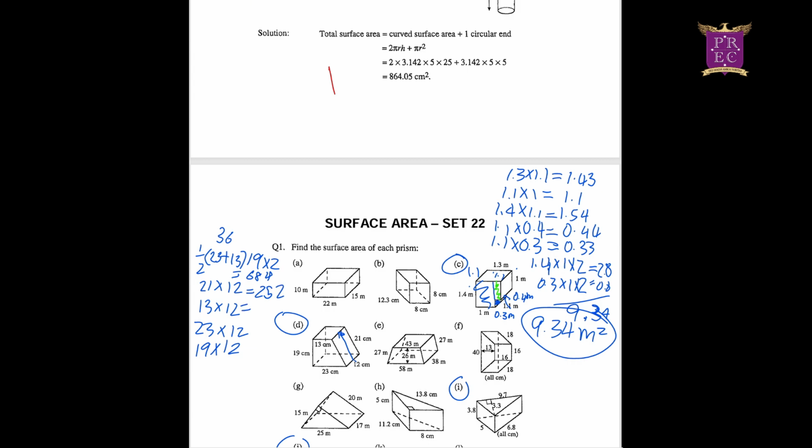And 13 times 12. That should give us 156. And then we have 23 times 12. That gives us 276. And we've got 19 times 12, which gives us 228.